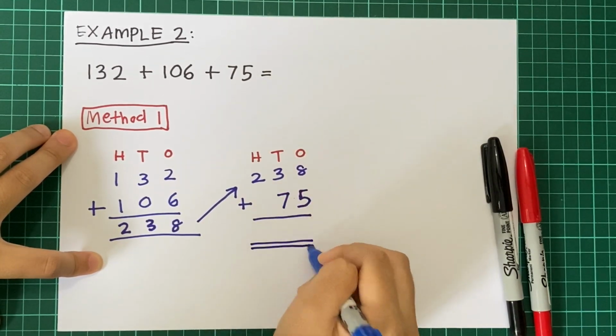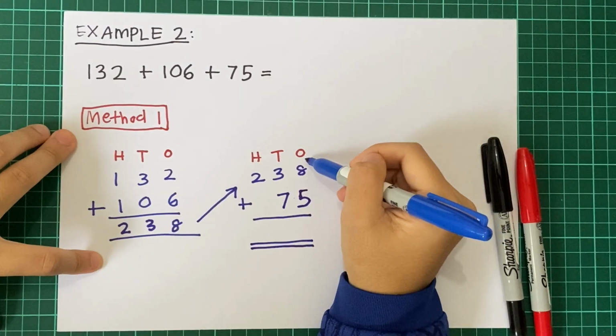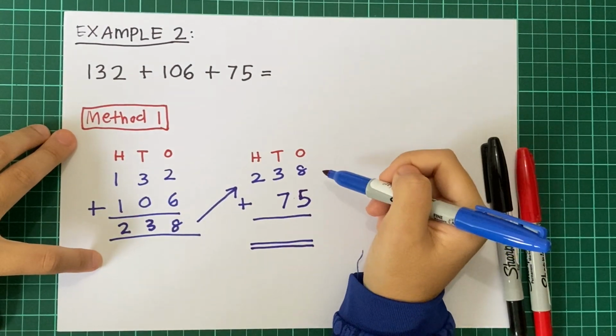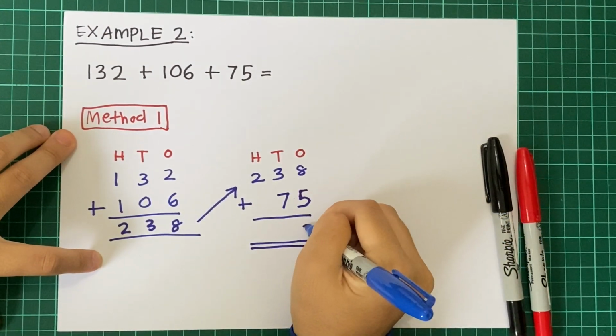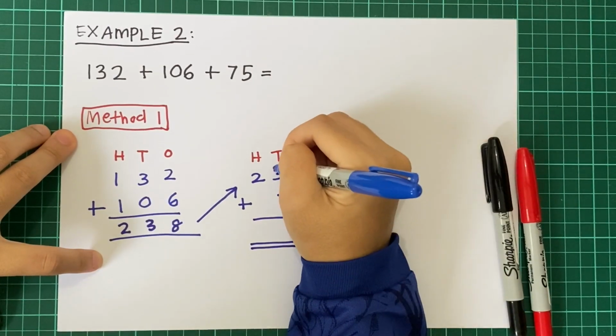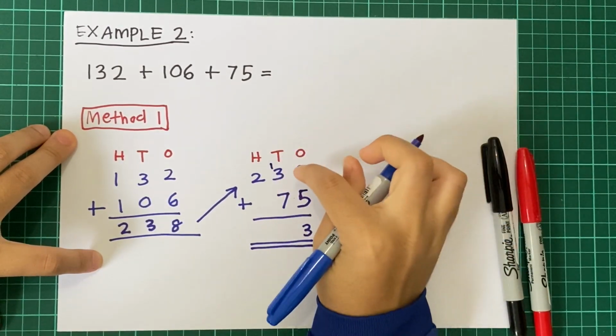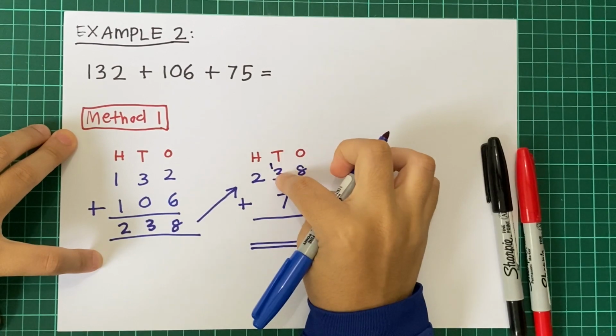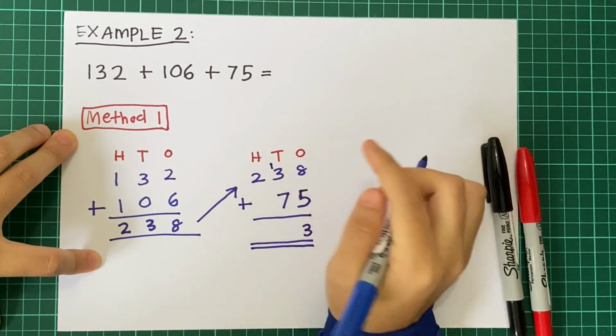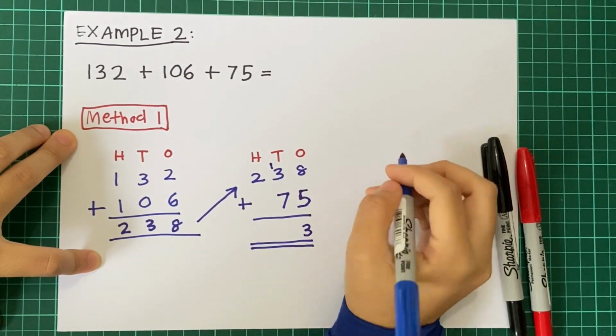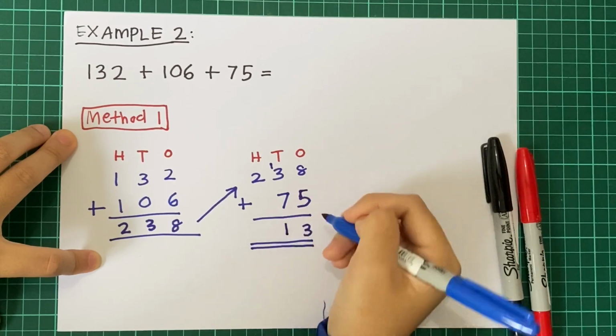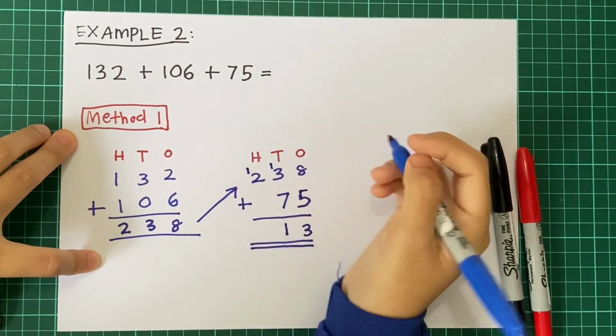Then, you plus all the number. Start from ones, 8 plus 5, you get 13. Write down 3, bring up 1 to tens. Now, for tens, 1 plus 3 equals to 4, and then 4 plus 7 equals to 11. Write down 1 here and bring up 1 to hundreds.